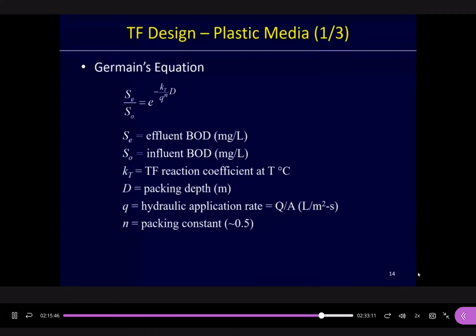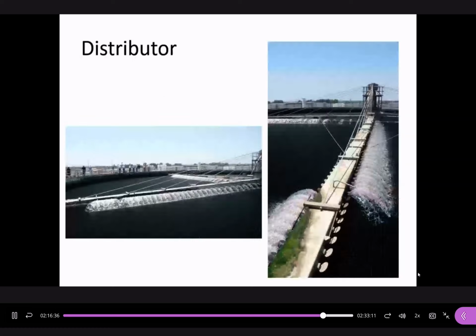Q divided by A. Kind of, but it's a little bit different here, considering the flow rate. The flow direction, right? So here it's not the superficial velocity. So previously, what's the direction of flow? And here, what's the direction? Here, the flow direction is from the top to the bottom. Okay, so it's vertical.